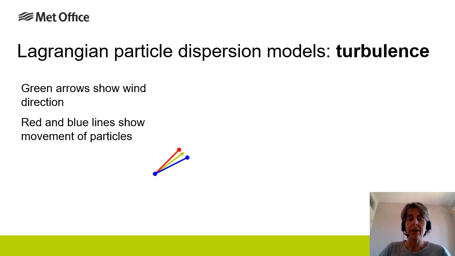We then repeat the process and find the mean ambient wind at these new positions and advect our particles according to this, adding on another random turbulent component. And we repeat again over a number of model time steps. And what we find is that these two particles that started off together have now dispersed and have separated.